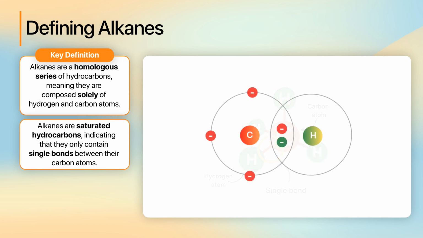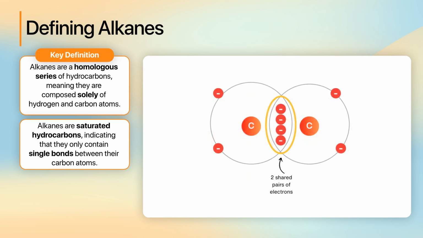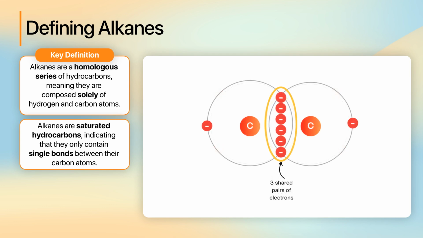A single bond is a type of chemical bond where one pair of electrons is shared between two atoms, in this case, between two carbon atoms or between a carbon and a hydrogen atom. Single bonds are the simplest and most stable type of bond. In contrast, some other hydrocarbons contain double bonds, where two pairs of electrons are shared between atoms, or even triple bonds, where three pairs of electrons are shared.